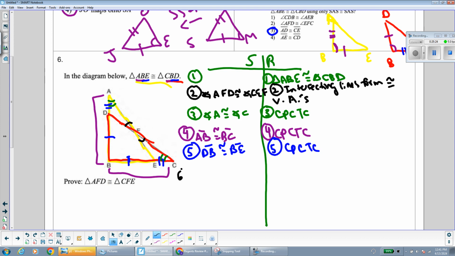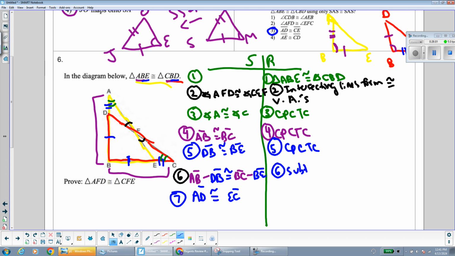So let's do it. Let's figure out what we're going to be subtracting. So here I'm going to be taking AB, that's my big long segment, and I'm going to get rid of DB from it because I want to be left over with AD, which is the side of the small triangle. And over here, I'm starting with BC. And from BC, I want to take away BE because I want to be left over with EC, which is a side of the small triangle, and I'm interested in the small triangles. So this is subtraction.